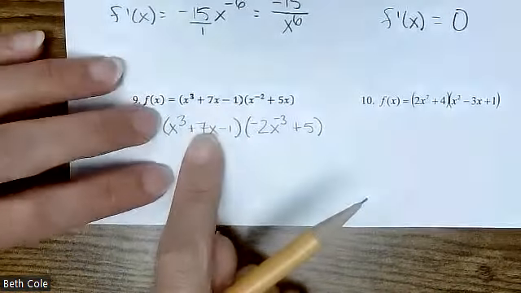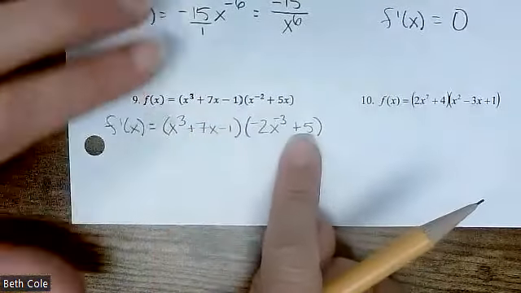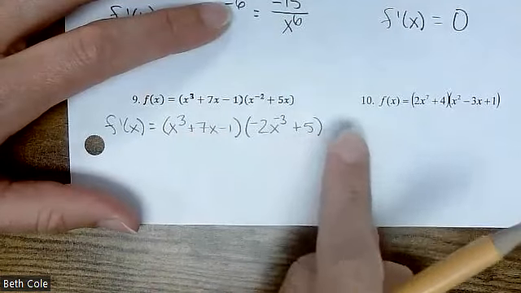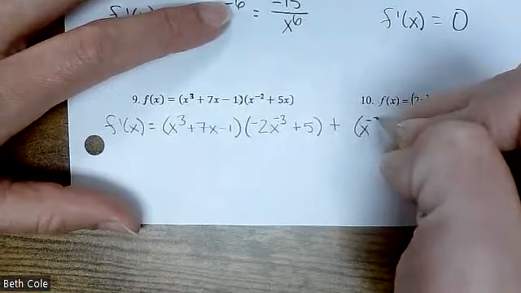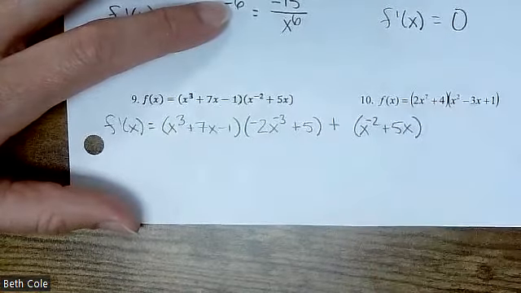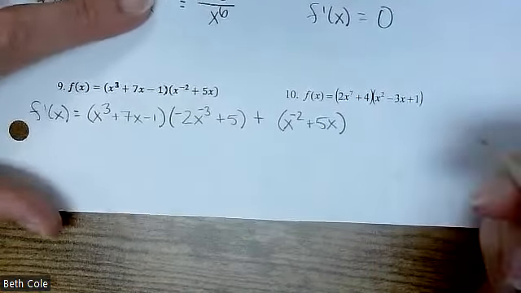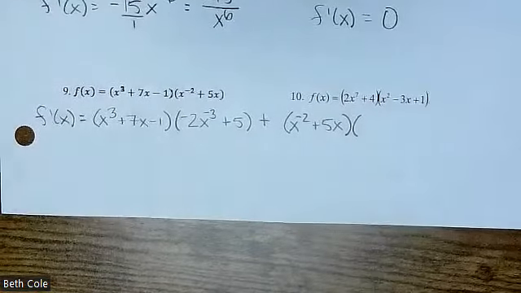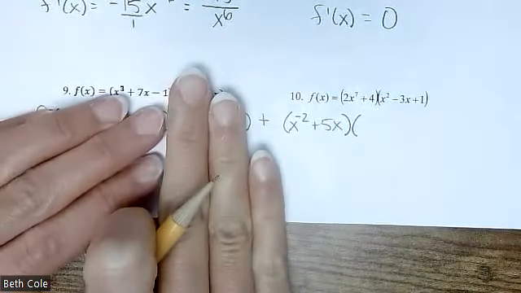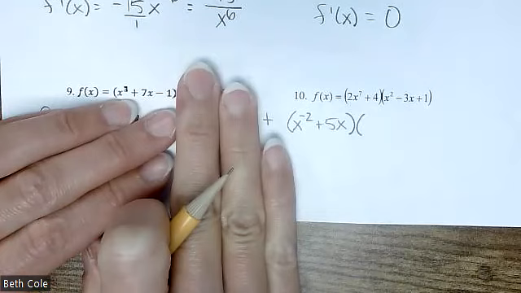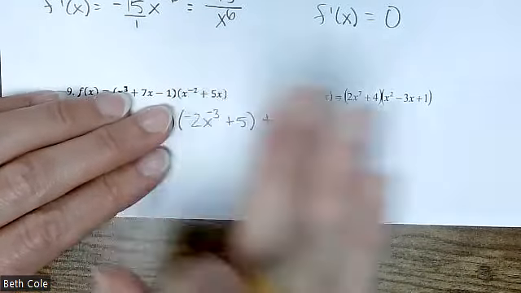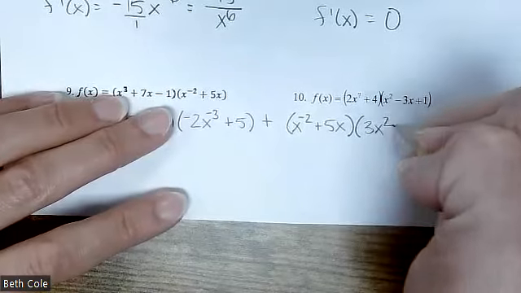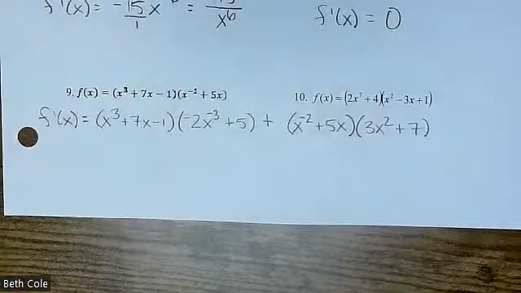So to recap, we did the first thing, derivative of the second, and then it's going to be plus the second thing. So just copy that down. Don't do a copy error. Times derivative of the first. So I'm going to cover all this up. Just look at the first thing. What would that derivative be? 3x squared plus 7. Good.